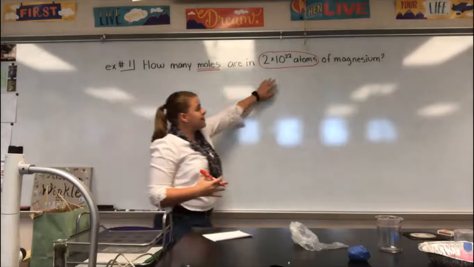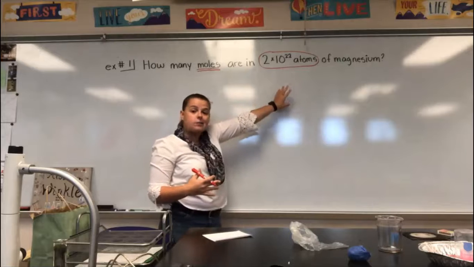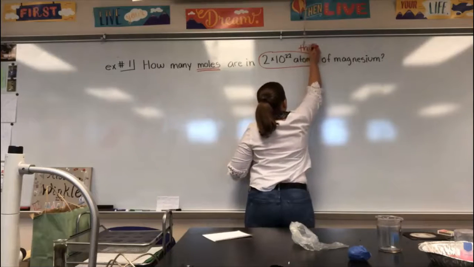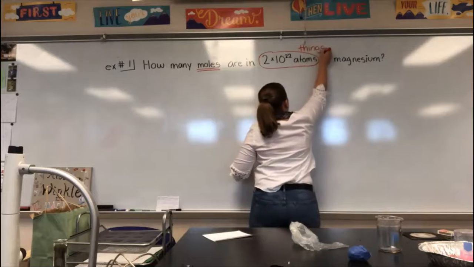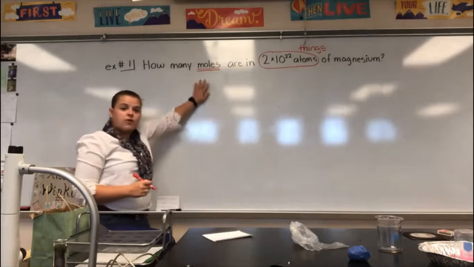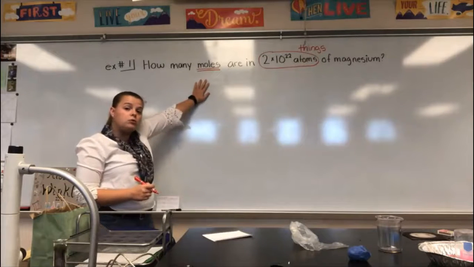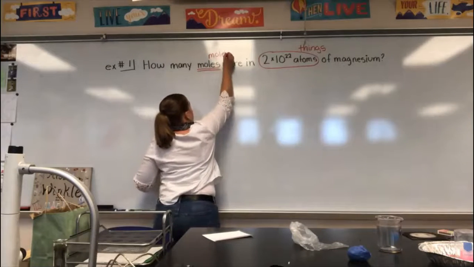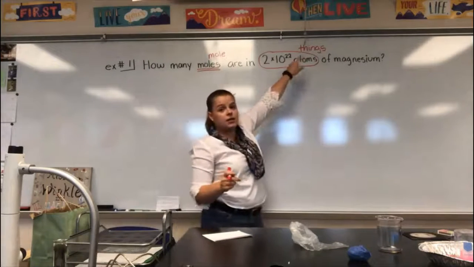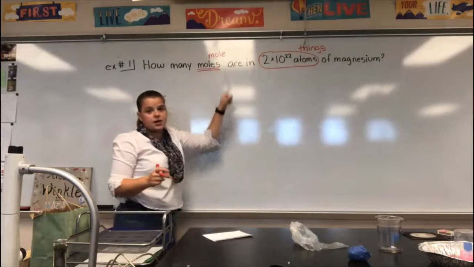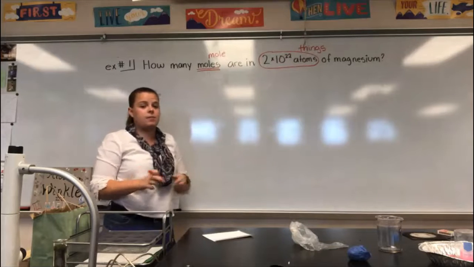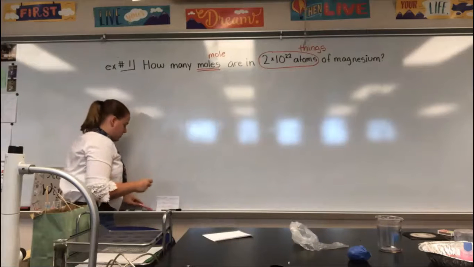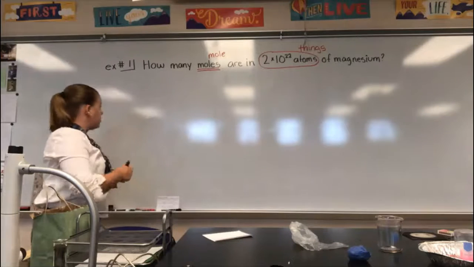So what we're given is atoms. We know atoms is particle island, so we're going to start at particle island. And we need to find moles. And we know moles is mole island. So we're going from particle island to mole island. And as you can see, this is what goes on the top and what goes on the bottom that you can see on the screen right now. So let's go ahead and start this calculation.